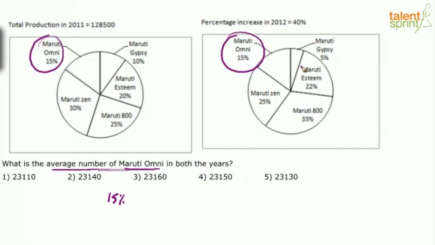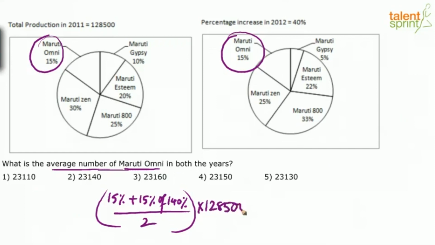15% of 140%. So 15% plus 15% of 140%, divided by 2. This should be multiplied by 1,28,500. See, we have taken 1,28,500 as the common value here. The number of Maruti Omni in 2011 was 15% of 1,28,500, so we are taking that out. In 2012, it was 15% of 140% of 1,28,500. And anyway, since it is average, we have to divide by 2. So that's what we can do.